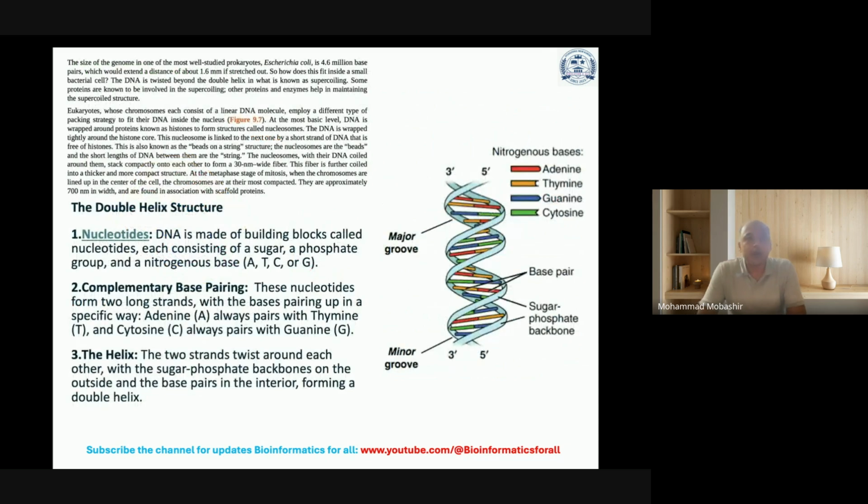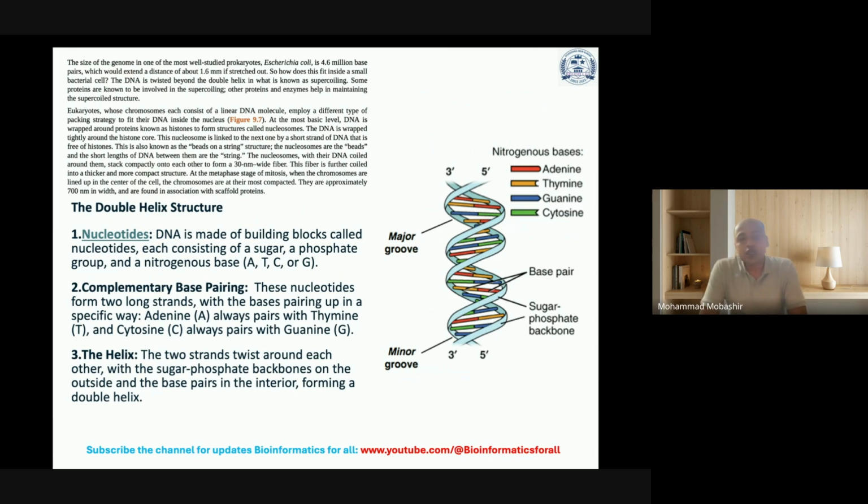Now, in general, the size of the genome in one of the most well-studied prokaryotes, E. coli, is 4.6 million base pairs, which would extend a distance of about 1.6 millimeters if it stretched out. So, how does this fit into a small bacterial cell? The DNA is twisted beyond the double helix in what is known as supercoiling. Some proteins are known to be involved in supercoiling. Other proteins and enzymes help in maintaining the supercoiled structure.